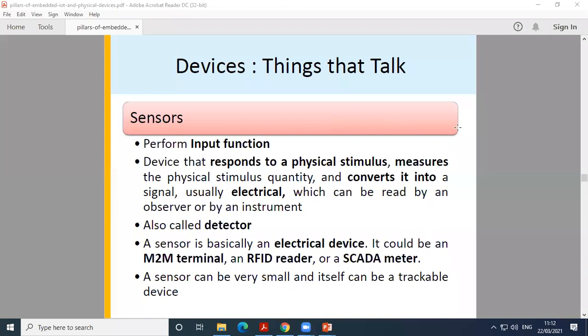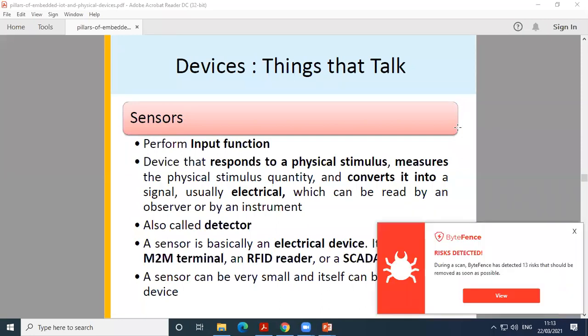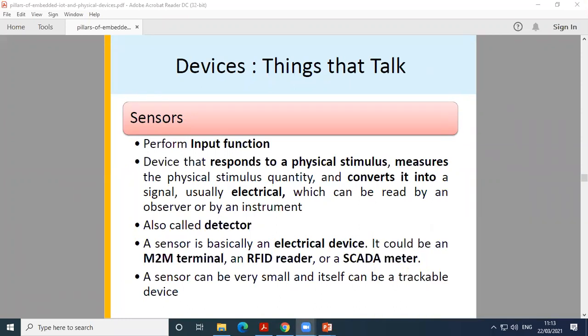Sensors are also called detectors. A sensor is basically an electrical device. It could be a machine-to-machine terminal, an RFID reader, or a SCADA meter. A sensor can be very small, and can itself be a trackable device.